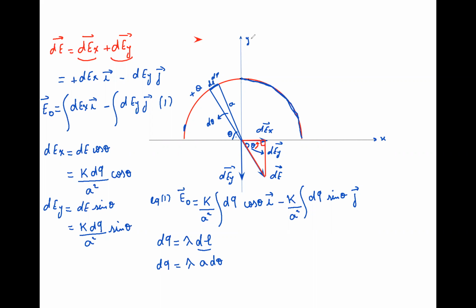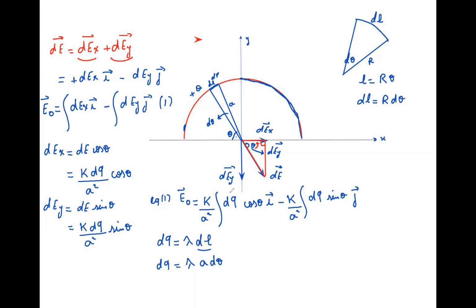We talked about this before: when we have the center like this, and this is an arc with length L, the angle theta, and the radius R, L equal R theta. If this length is small, we have dl. With a small angle d theta, we can say dl equal r d theta. So dq equal lambda a d theta.